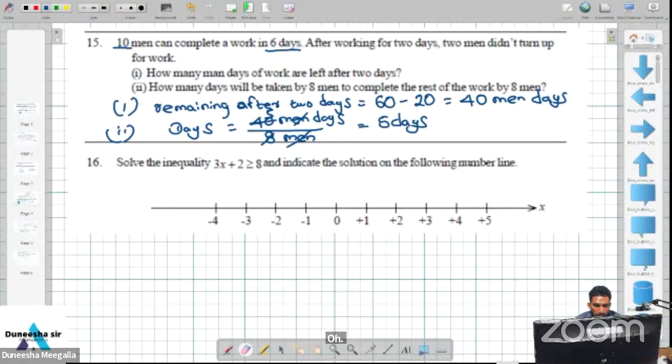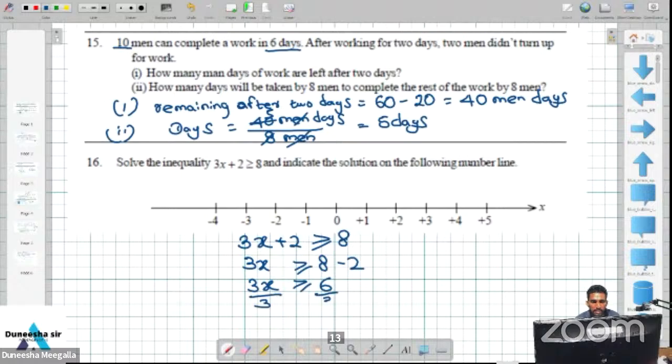Okay, we can write 3x plus 2 greater than or equal to 8. 3x greater than or equal to 8 minus 2, so 3x greater than or equal to 6. We have to divide both sides by 3. x greater than or equal to 3.